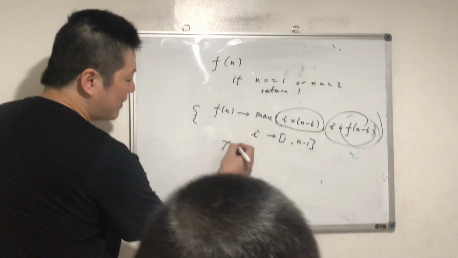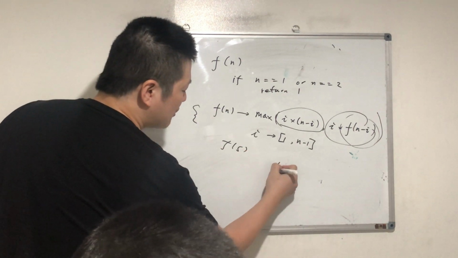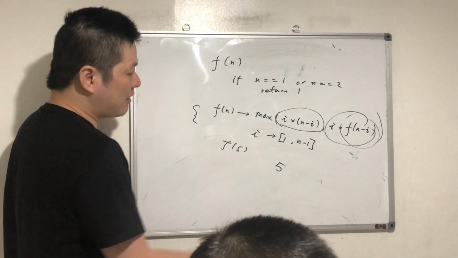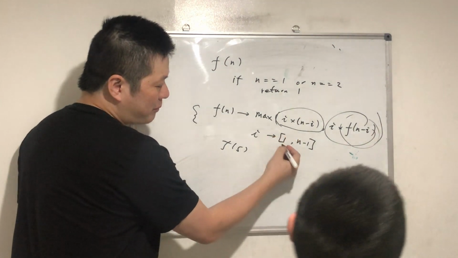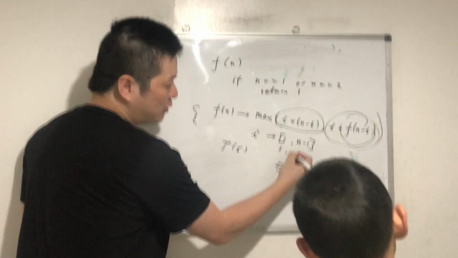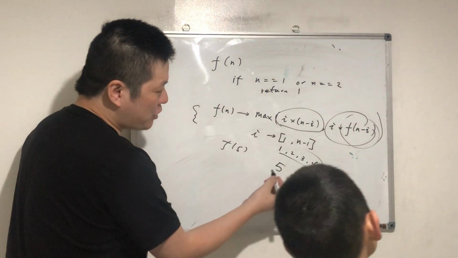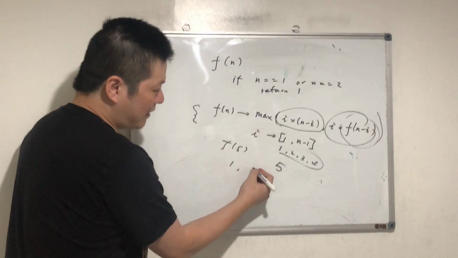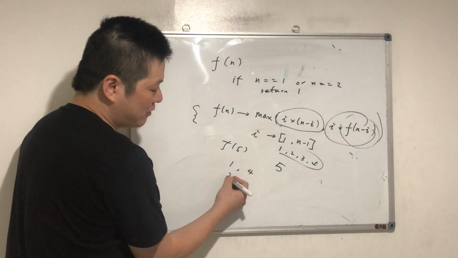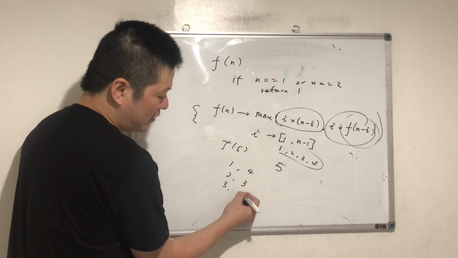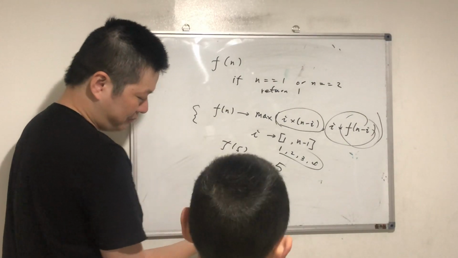So look, F5. So I want to split integer 5, right? So let's say I will be between 1, 2, 3, 4, right? So for four you will have two choices. I can split 1 and then 4, right? 2 and 3. 3 and 2. 4 and 1, right?